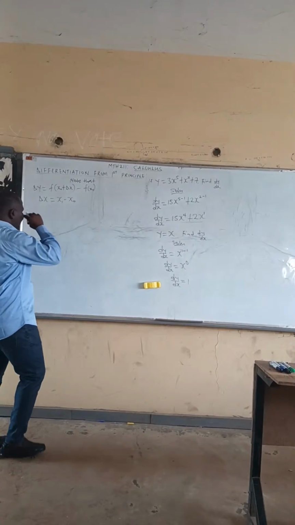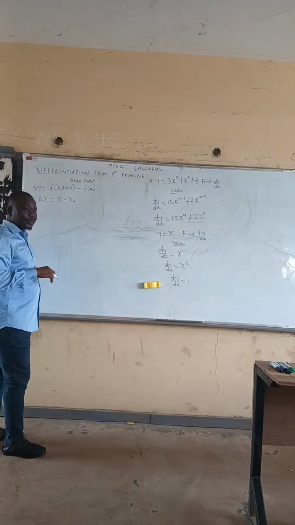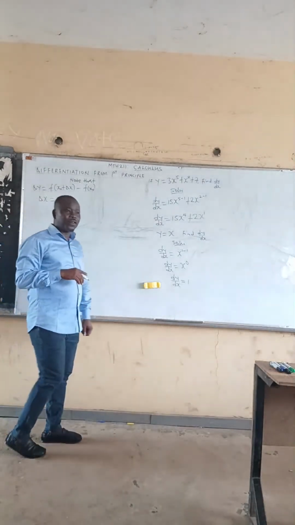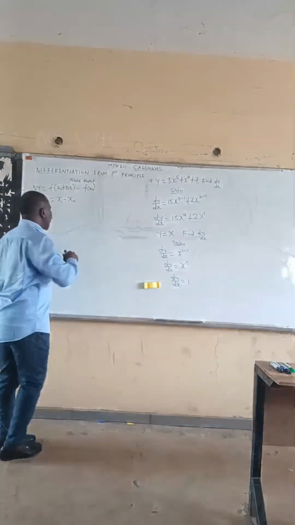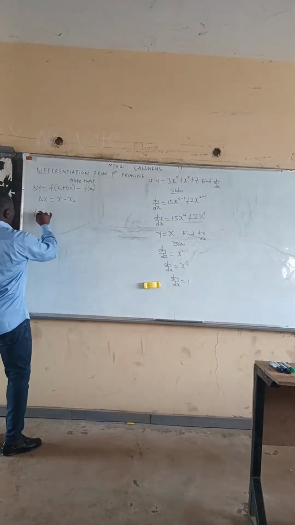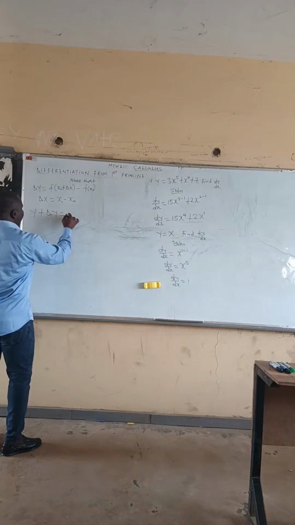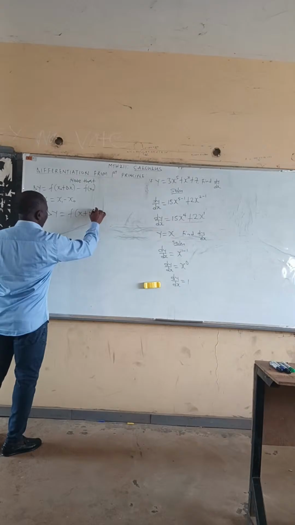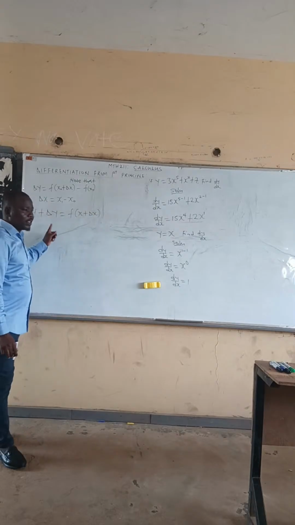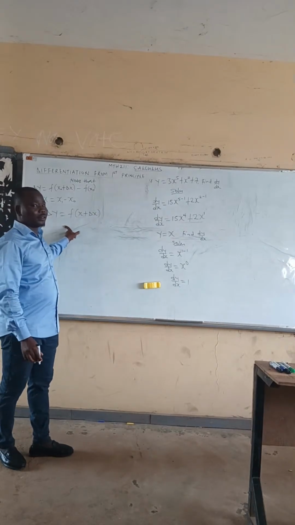But in general, the formula for first principle is y plus dy is equal to f of (x plus dx). This is the general formula.